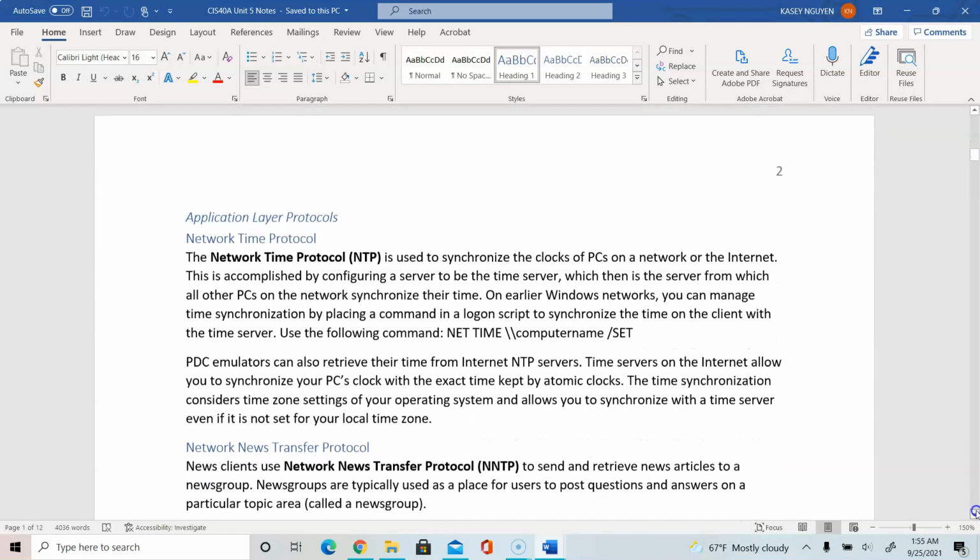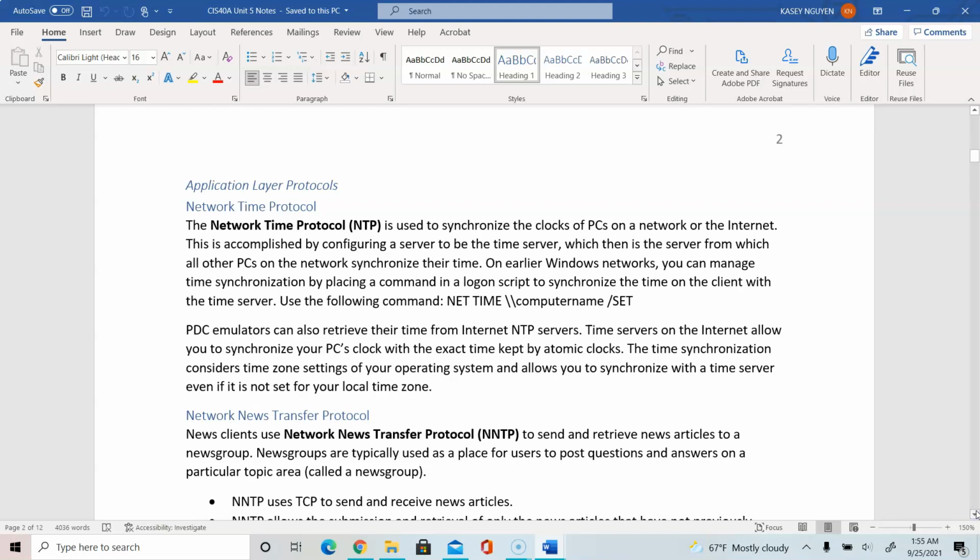One of the protocols that you would see in the application layer is the Network Time Protocol. This allows us to synchronize PCs across the network and also with networks that are external, or the wide area network. This is what you would see when we have a time change. It would automatically sync your mobile phone to your service provider.